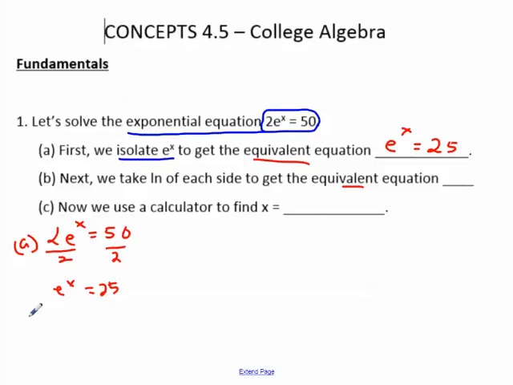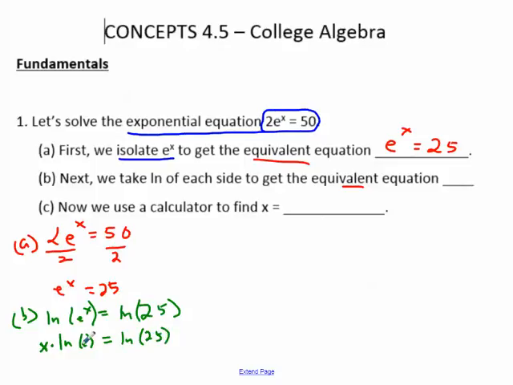If we take the natural log of each side, the natural log of e to the x and the natural log of 25, we can get an equivalent equation. Natural log of e to the x allows us to bring the x down to the main floor, I call it. Instead of x being an exponent inside the log, the x can become a coefficient outside in front of the log. So now this becomes x times ln of e equals ln of 25.